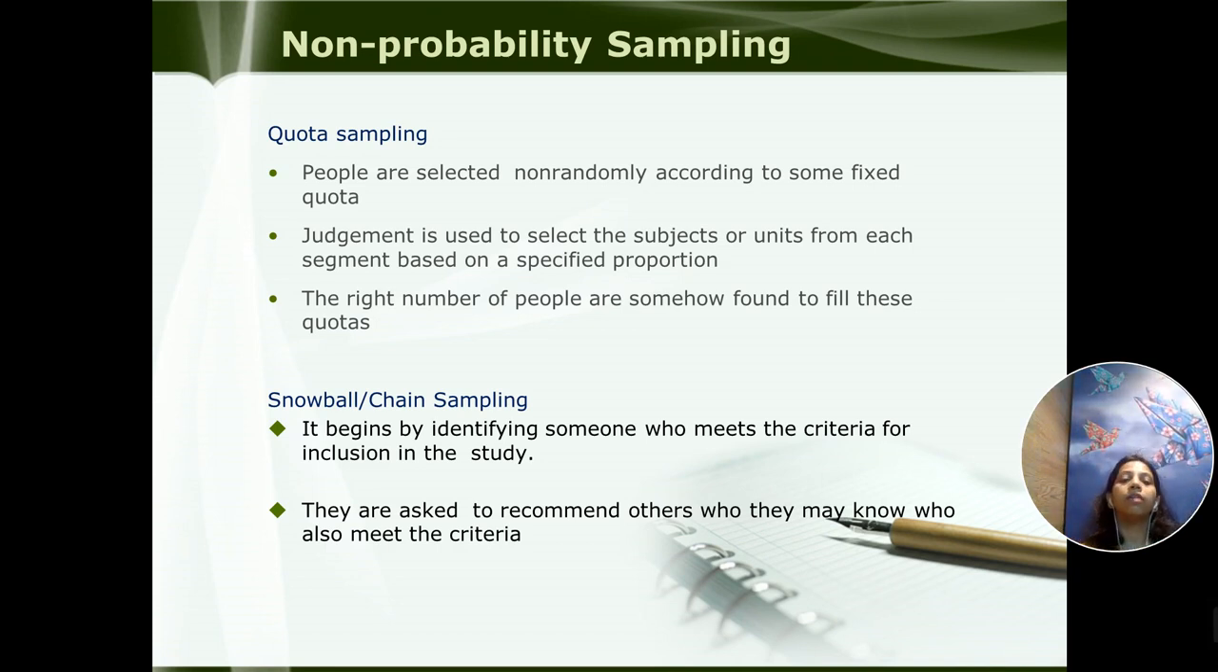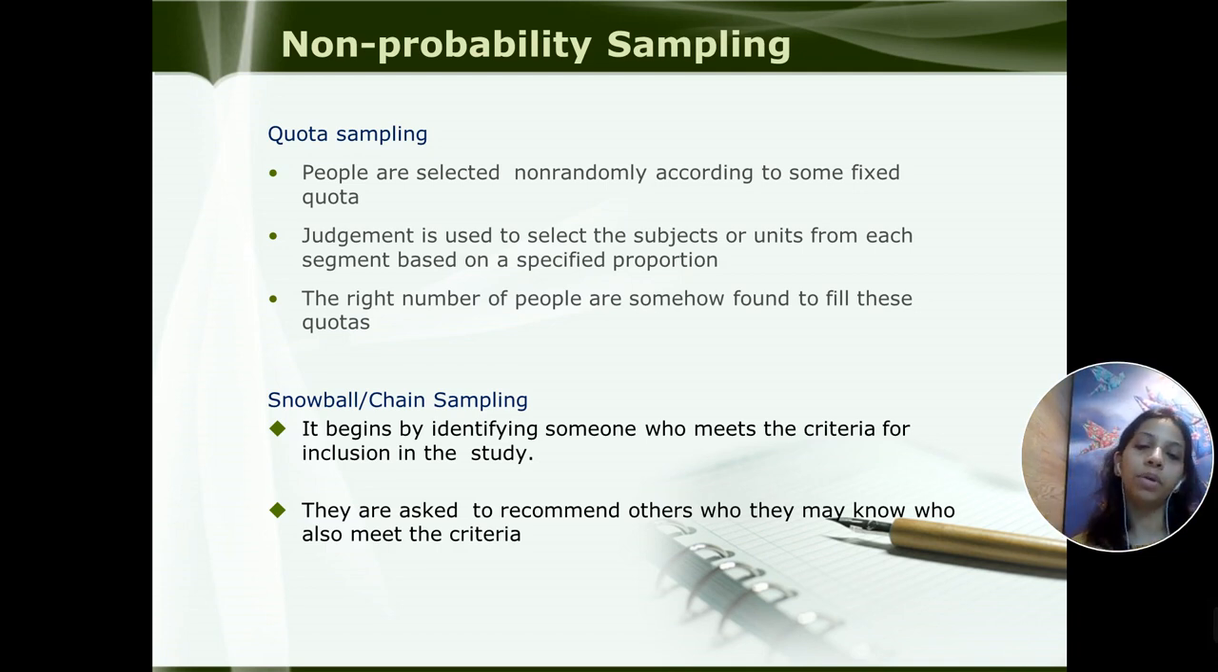So that is your pre-decided criteria before you start the study, so that you lessen the bias which will be involved if you just do the judgmental kind of sampling. Okay. Next is snowball or chain sampling.